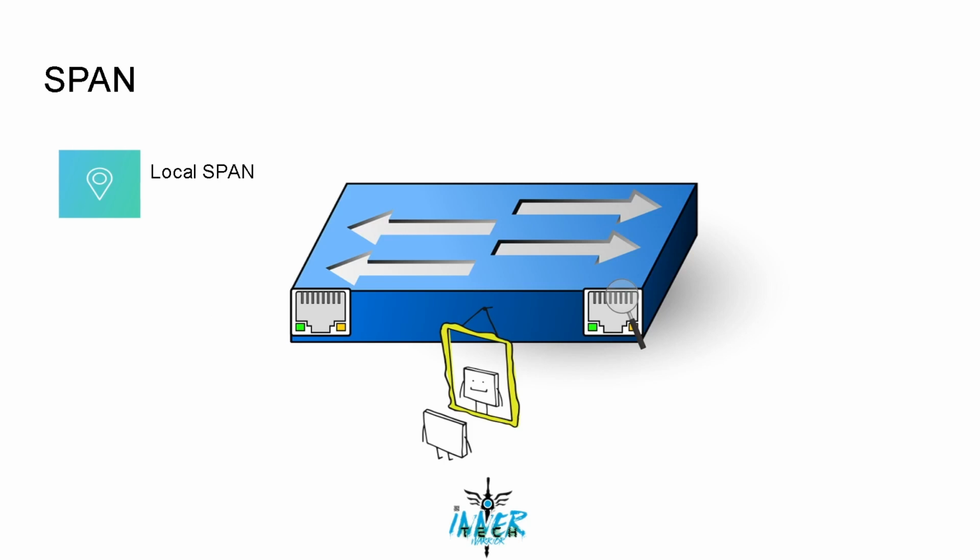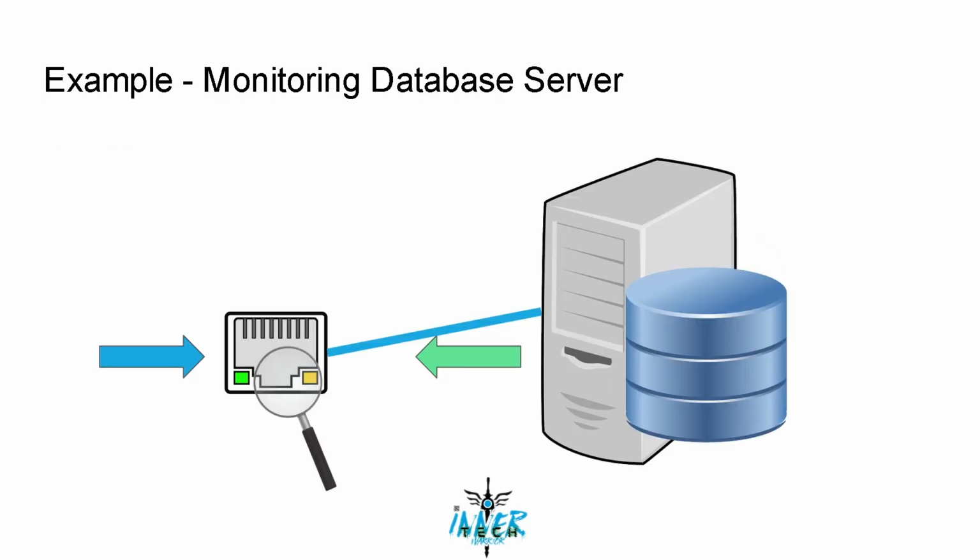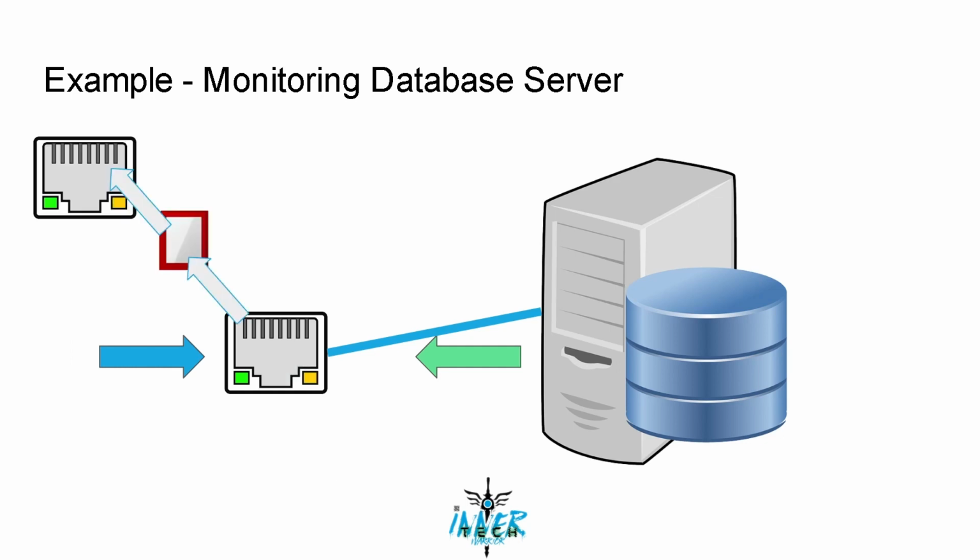SPAN stands for Switched Port Analyzer. Local SPAN mirrors traffic from source ports to a destination port on the same switch. For example, at a company, you may want to monitor all incoming and outgoing traffic to a critical database server. You can set the database server switch port as the SPAN source to mirror all its traffic. This allows you to connect a packet capture tool like Wireshark to analyze traffic to and from that important server for performance or security purposes.